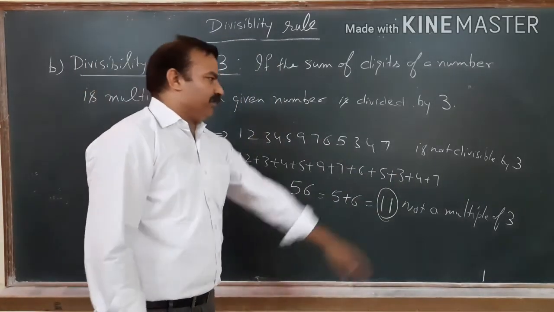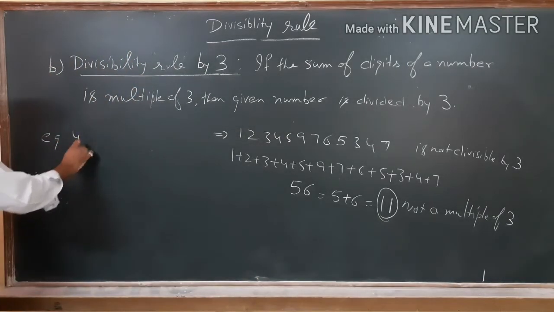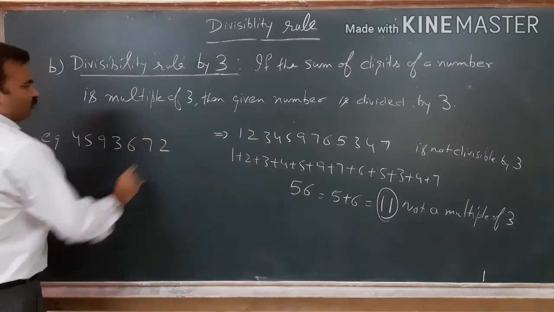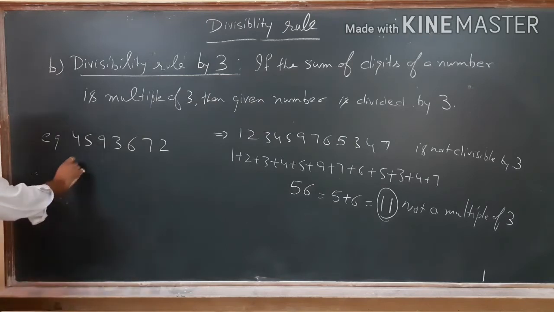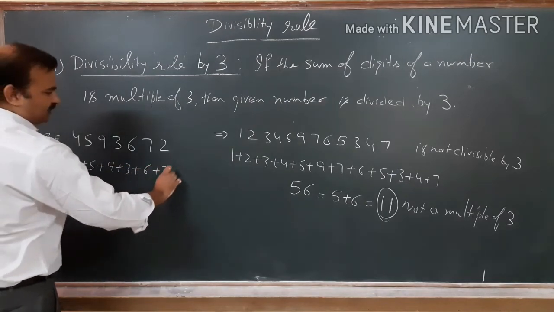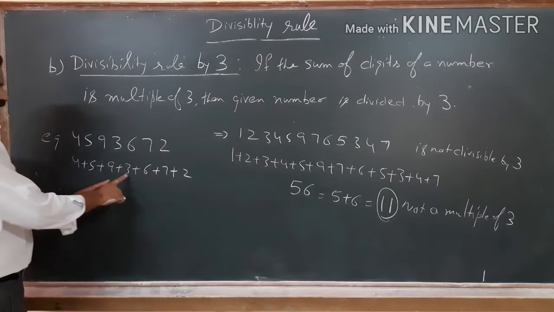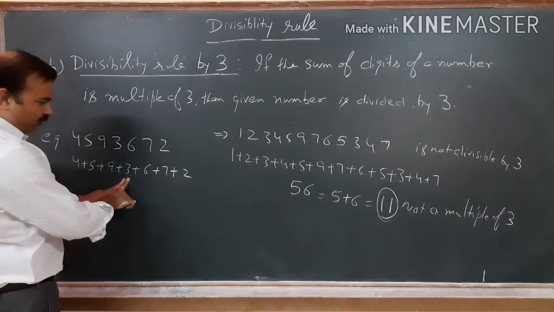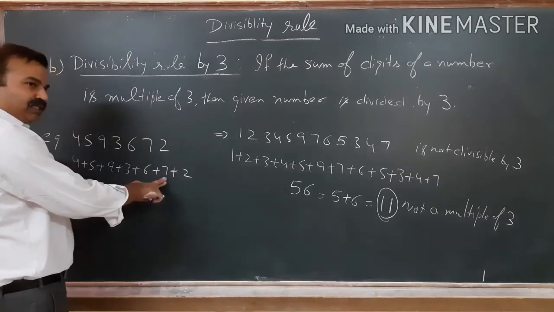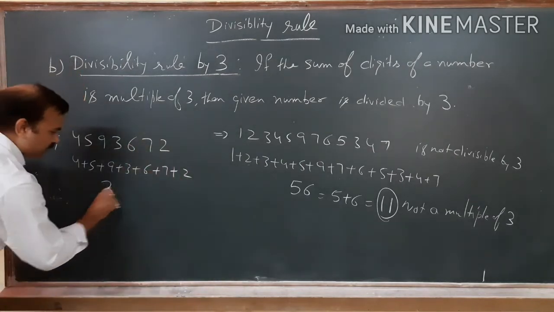Now, let me take another example: 4, 5, 9, 3, 6, 7, 2. Now let us add 4 plus 5 plus 9 plus 3 plus 6 plus 7 plus 2. 4 plus 5 is 9. 9 plus 9, 18. 18 and 3, 21. 21 and 6, 27. 27 plus 7, 34. 34 plus 2, 36. It comes out to be 36.